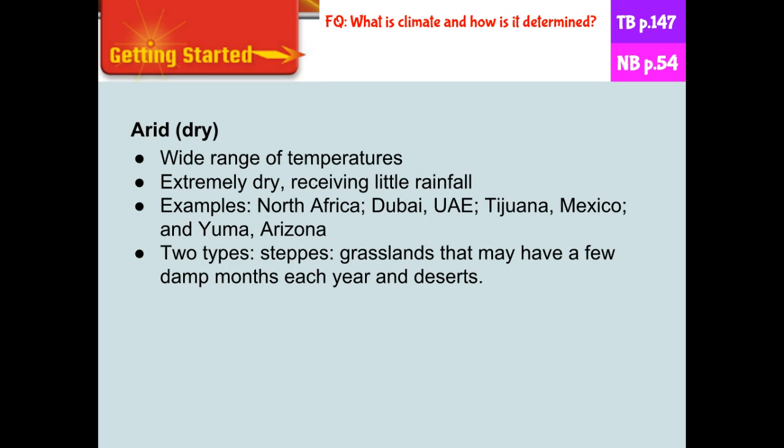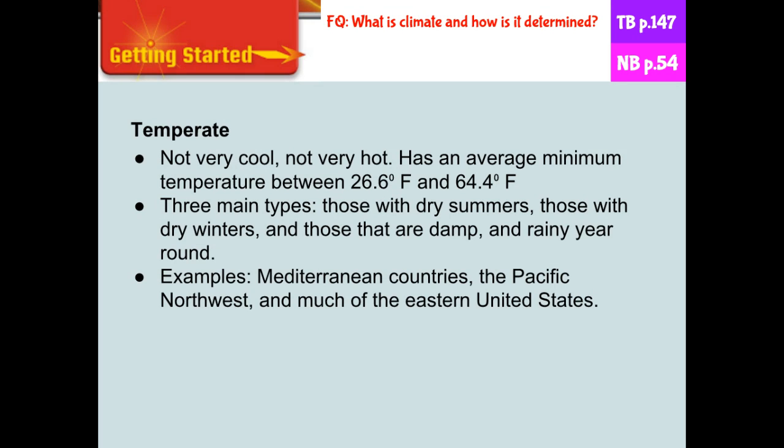The second zone is arid, or some people call it the dry zone. There's a wide range of temperatures. It's extremely dry, receiving little rainfall. Examples could be North Africa, Dubai, Arizona. And there's 2 types. There's grasslands, and there's steppes.